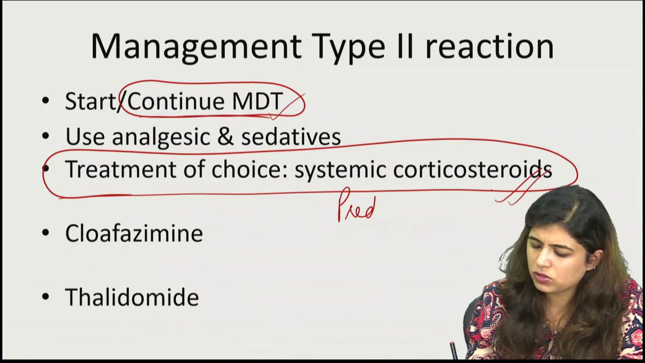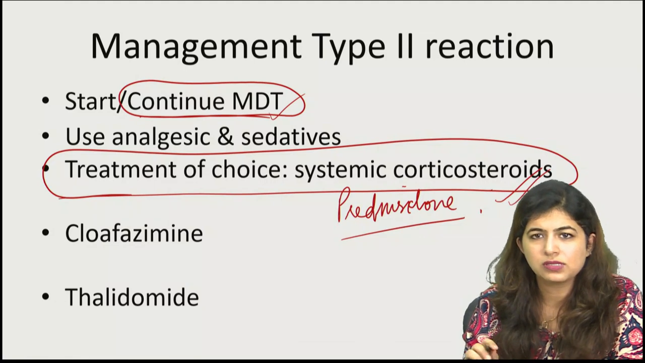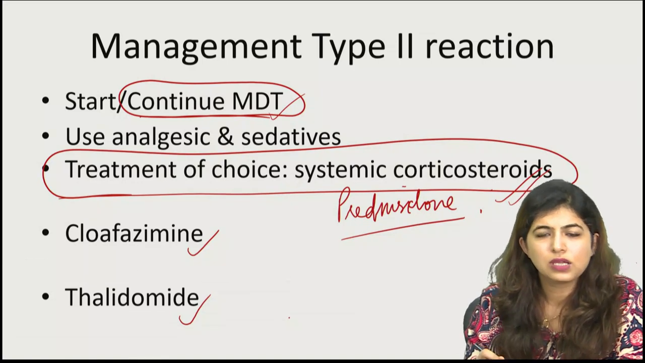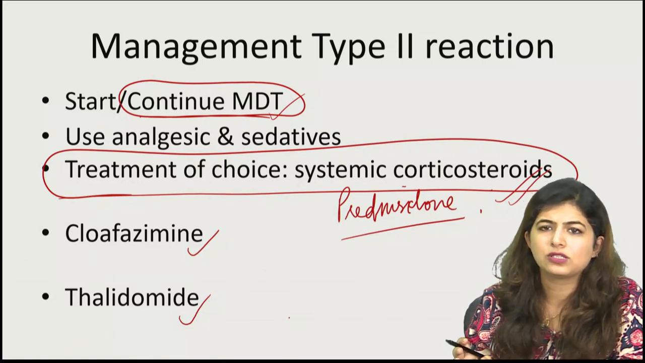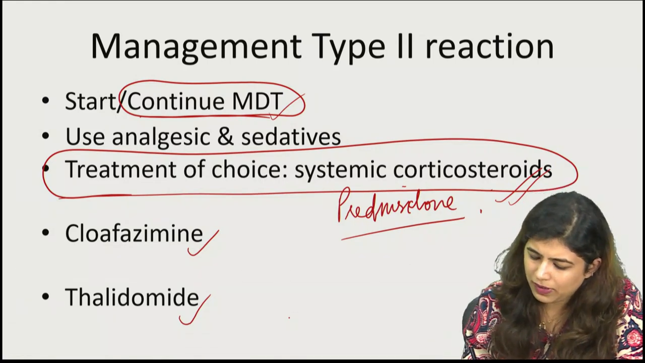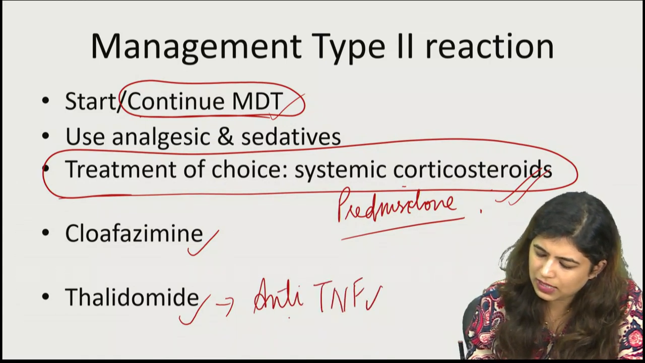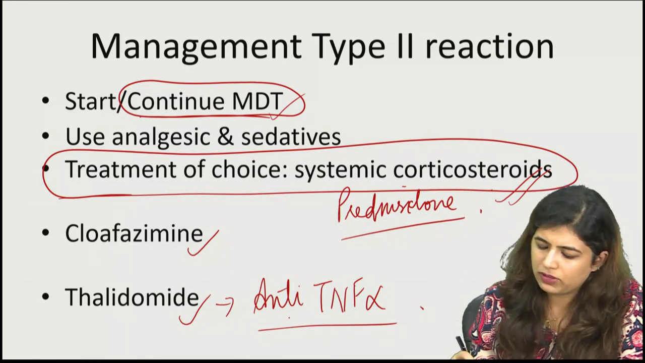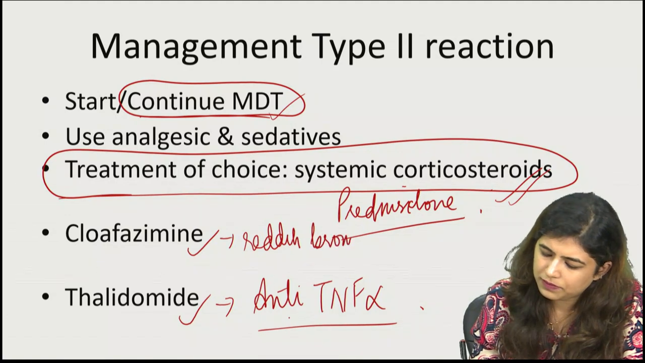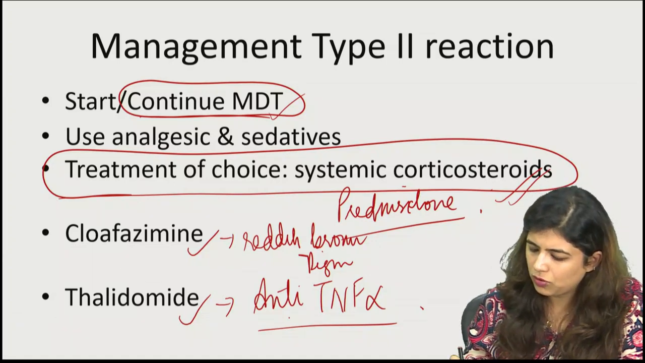The drug which is most commonly used is prednisolone. So even if prednisolone is in the options, that would be my answer. Certain other drugs like clofazimine and thalidomide are also used, but they are used only when my prednisolone is not that effective. So they are not the drug of choice. With thalidomide, one question you are asked is, why is it effective here? It is effective because of its anti-TNF-alpha action. With clofazimine, you are asked the side effect. The side effect is reddish brown pigmentation of skin. Clear to all?